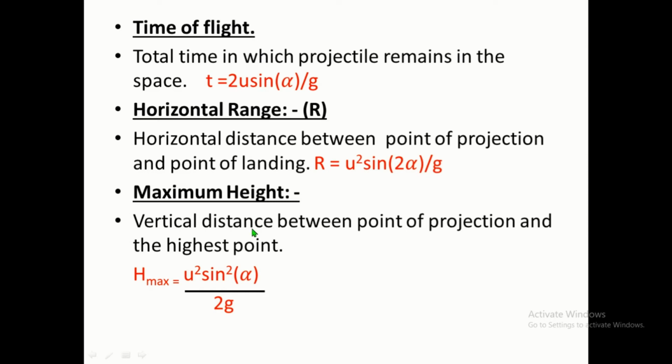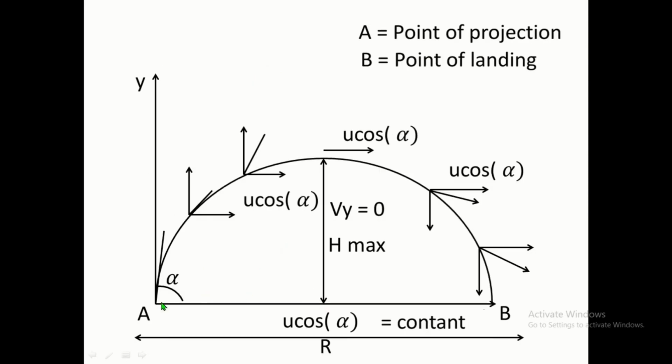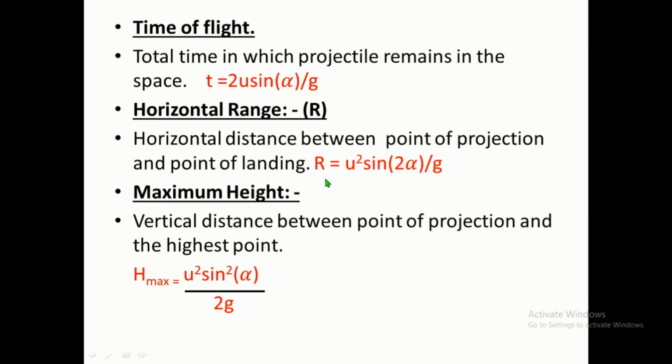Vertical distance is the distance between the point of projection and the highest point. It is denoted by H max, which is the highest vertical distance between the point of projection and the highest point, and H max is equal to u square sin square alpha by 2g.